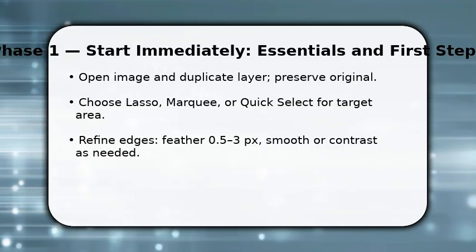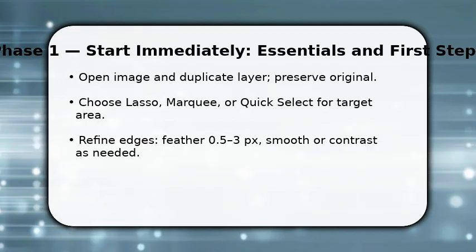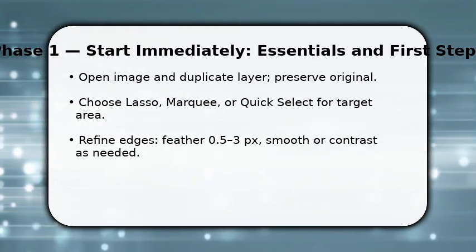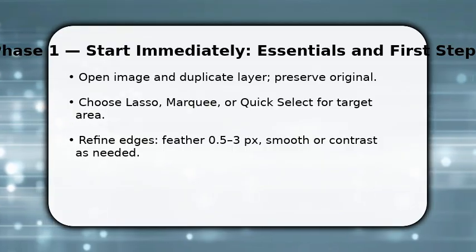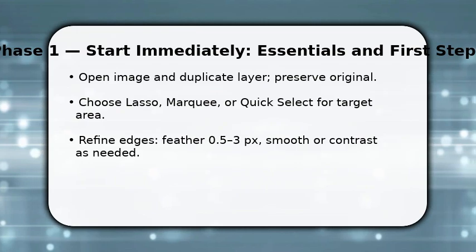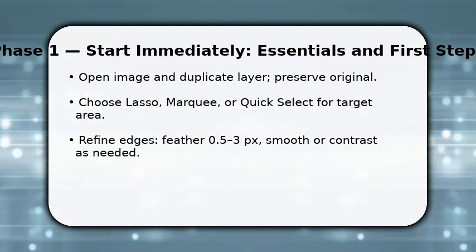Apply a 0.5 to 3 px feather and smooth edges to avoid hard seams. Make sure to consider nearby texture direction. Doing this now dramatically improves source sampling and reduces visible cloning artifacts when you invoke content-aware fill.